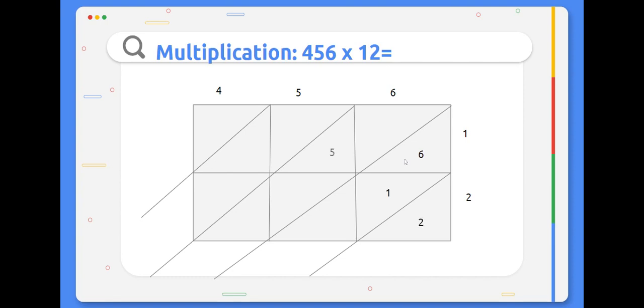5 times 1 is 5. 5 times 2 is 10. Now, 4 times 1 is 4. Ignore this one. That one shouldn't have popped up. It wasn't ready. It'll come into play later. I'll show you. 4 times 2 is 8.